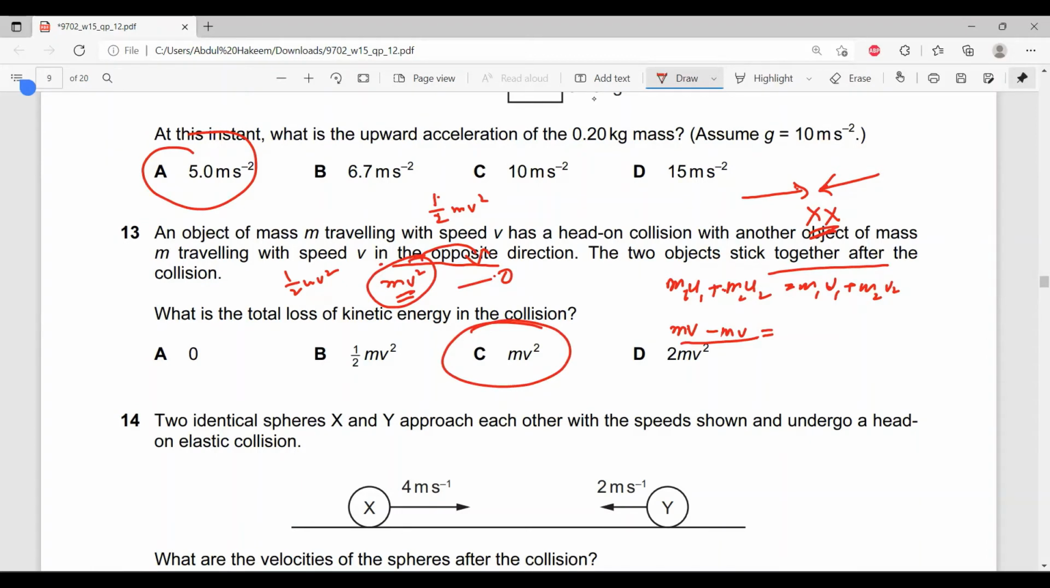I repeat, both objects are moving in the opposite direction. One has momentum positive mv, other minus mv. Initial total momentum 0, final total momentum is also 0. Both stick together, meaning both are at rest after collision. So when both are at rest after collision, whole of the initial kinetic energy is lost. So initial kinetic energy mv square, so mv square is lost.